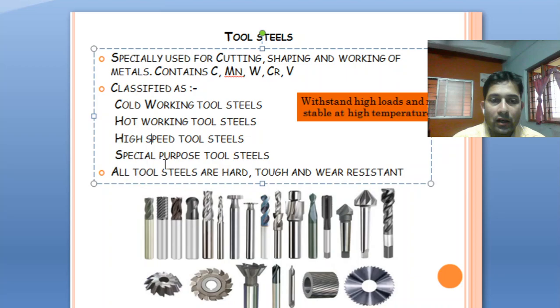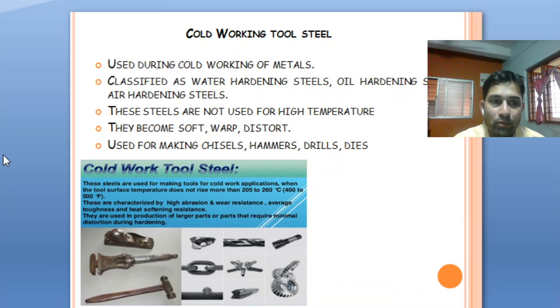Cold working is one wherein you are deforming the metal at room temperature and slightly above that, maybe around 400 or 500 degrees Celsius. The temperature at which the transition from cold working to hot working happens depends upon the particular metal. For example, for steel, the transition happens at 723 degrees Celsius. So the type of steels which are used for making tools to deform the metal at cold conditions are called cold working tool steels.